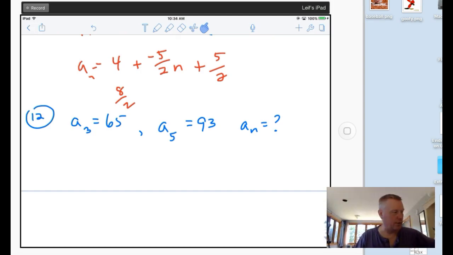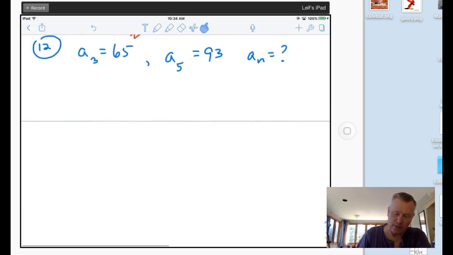Where they give me the third and the fifth number in the sequence. There's a couple ways you could go about doing this. I need to know the first number in the sequence, and I need the common difference. So if you take this equation, a of n equals, so the third number they say is 65.